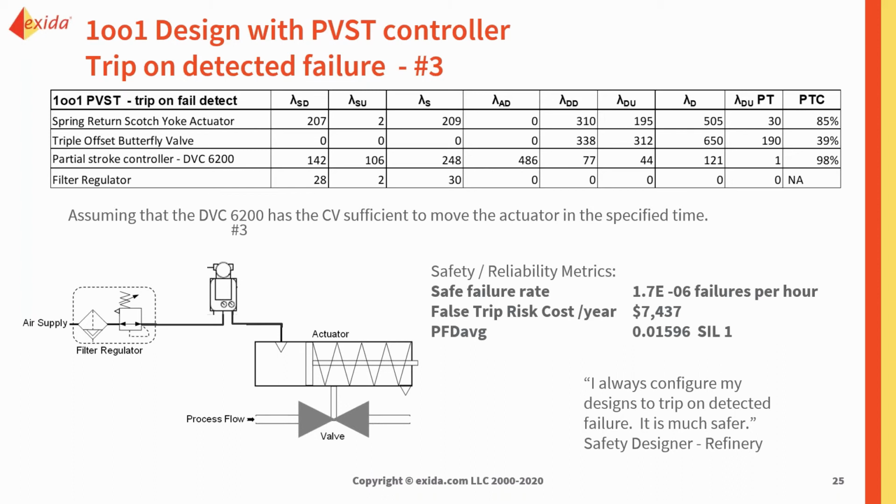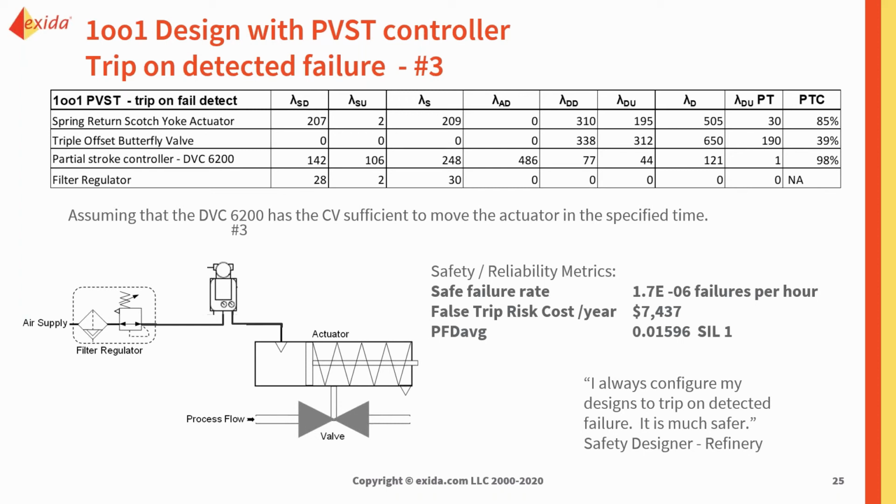Take a look at the failure rates. Now, since we've implemented PVST, some of the failures are detected and some are not detected. So that's a change from our previous examples. Running it through Excellentia, we see a safe failure rate of 1.7 e to the minus 6. But now we see the false trip rate and cost has skyrocketed. I mean, it's $7,437. But that's okay, right? Because we increased the safety.